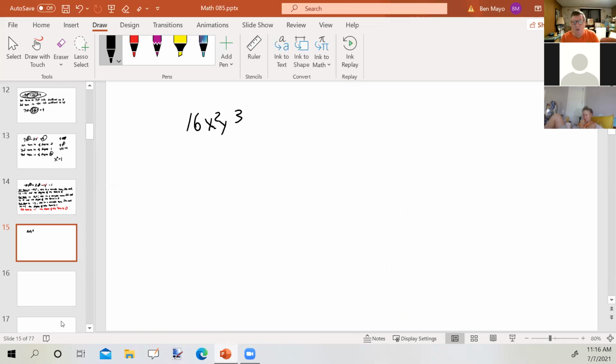Is this a monomial, a binomial, a trinomial, or none of the above? How many terms are there? Terms are separated by an addition sign. So how many terms are there? 1. That'd be just one. One term. So what kind of polynomial is it? The mono. Good.